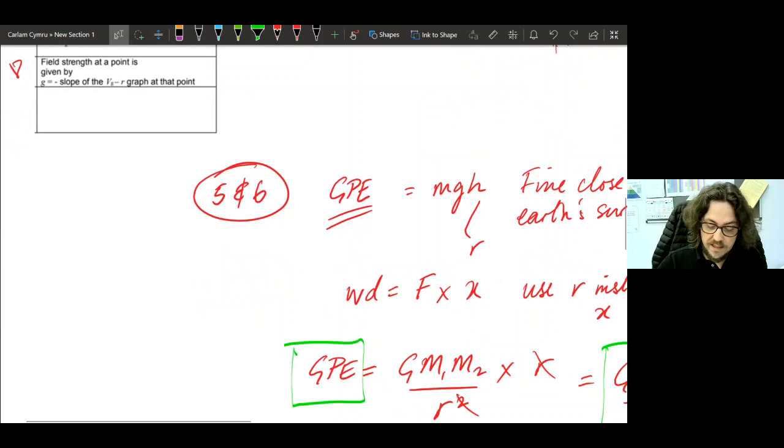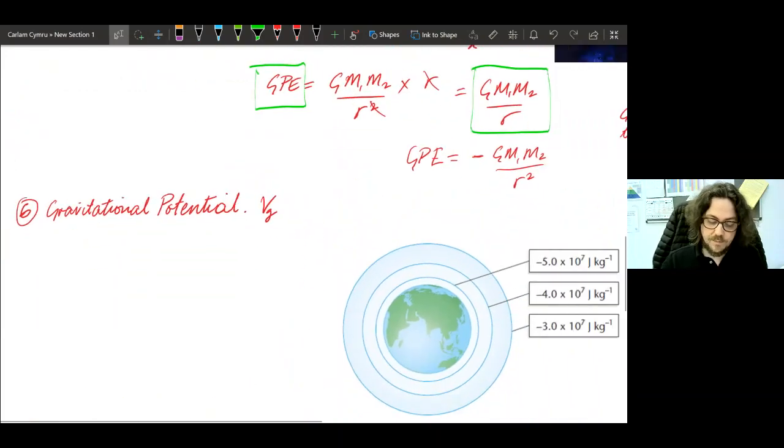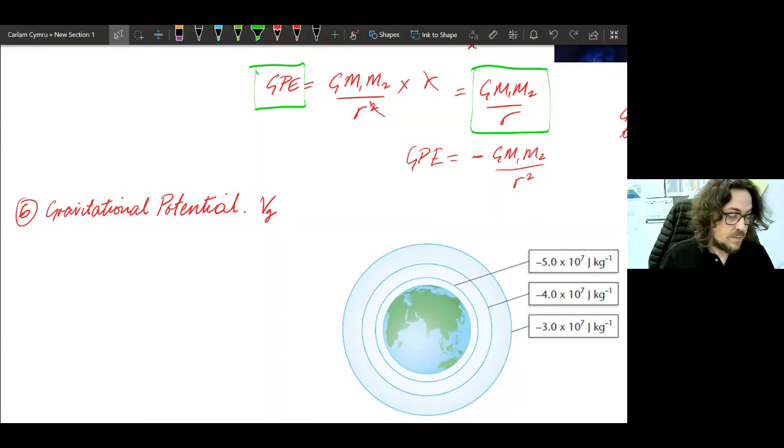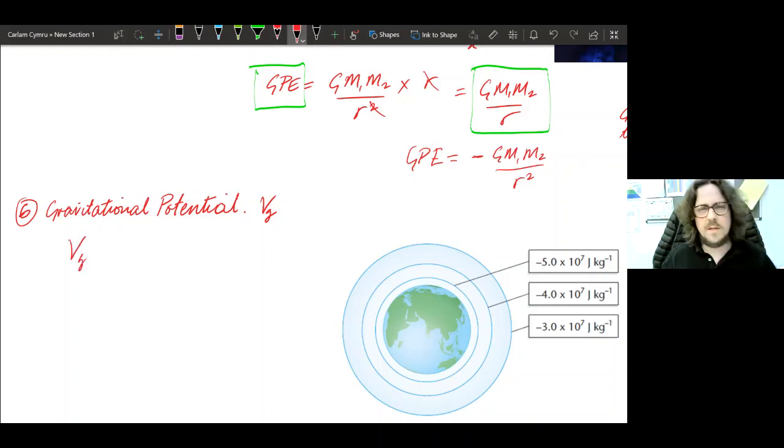Now we're going to move on to the idea of gravitational potential. Gravitational potential is given by Vg. It has the symbol V, which is a bit like potential difference, which you did in terms of electricity, and it's similar in a sense. We're looking at the potential difference between two points. But instead of a V for electric, we use a subscript G to denote gravitational potential. And that's equal to minus GM over R.